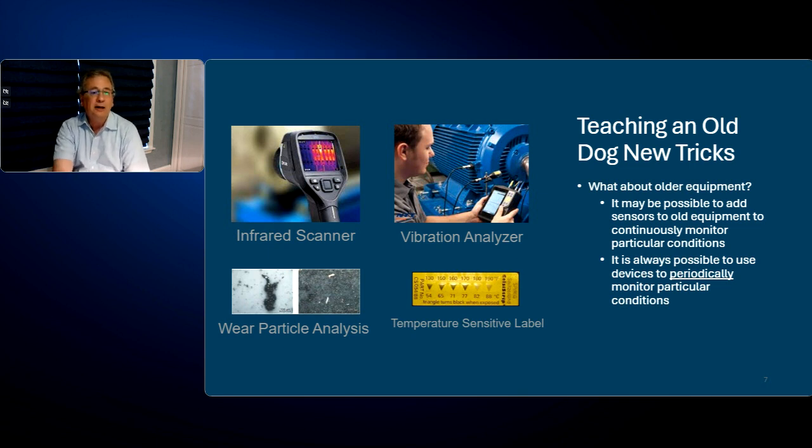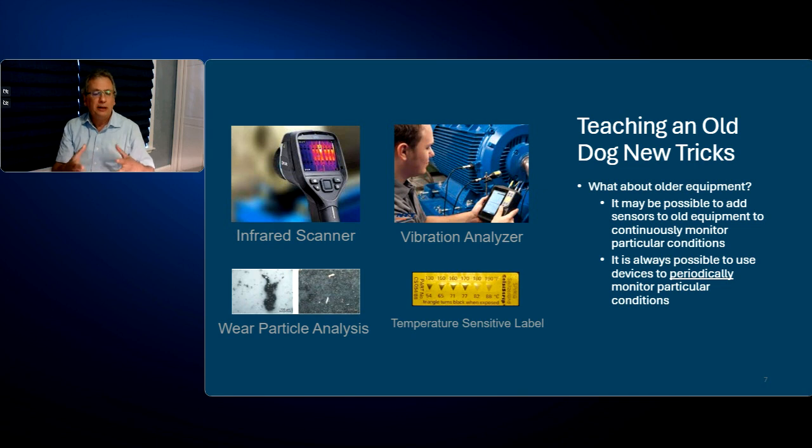Or you can get an infrared scanner. It's again handheld, portable. Some things you just can't put temperature sensitive labels on, but you can use an infrared scanner. We use this a lot for electrical panels. Again, you have to have a baseline, and then you compare it to the current readings, and you can see hot spots of contacts in an electrical panel, for example.